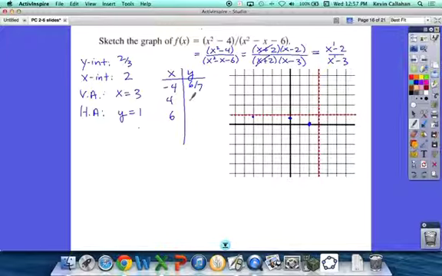6/7. Okay, let's put in 4. 4 minus 2 over 4 minus 3, 2 over 1, which is 2. So at 4, we are at 2. And how about 6? 6 minus 2 over 6 minus 3. That's 4 over 3, 4/3. So I think we can see what's going on there, right? So let's sketch in this graph. Looks like there's one branch, which is here. And there's one branch, which is here.